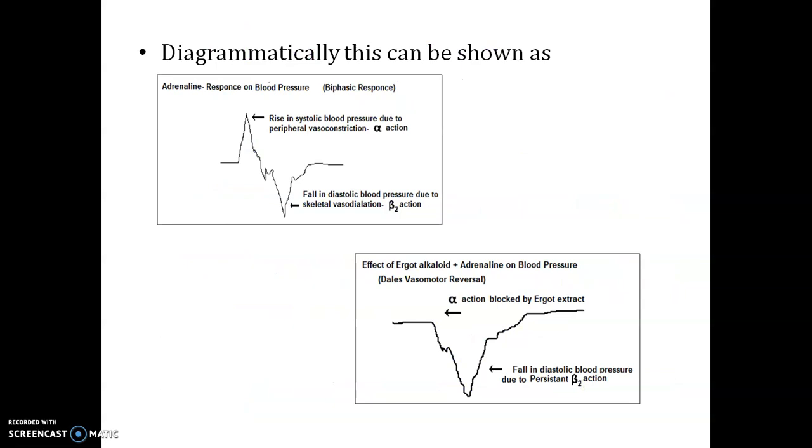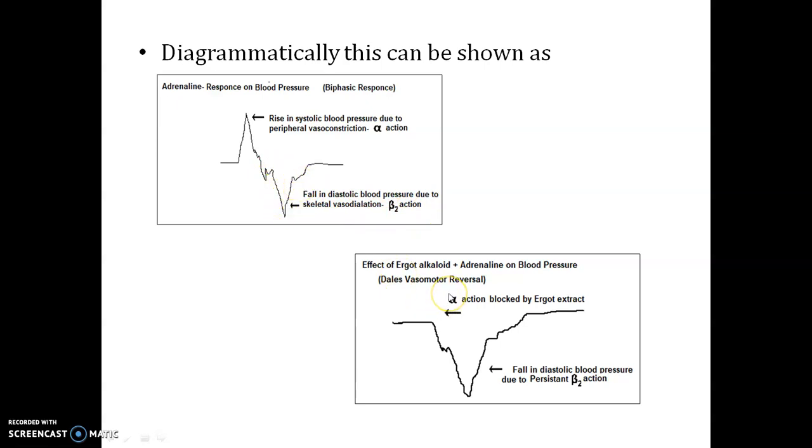Diagrammatically, these actions of adrenaline can be shown as follows. This first diagram shows the effect of adrenaline when it is administered directly to the patient. First of all, adrenaline acts on the alpha receptors present in the peripheral blood vessels, which leads to constriction of these vessels and results in a rise in systolic blood pressure. This action is followed by its action on the beta receptors, which results in dilation of skeletal blood vessels and a decrease in diastolic blood pressure.